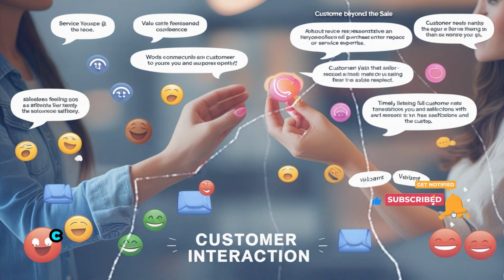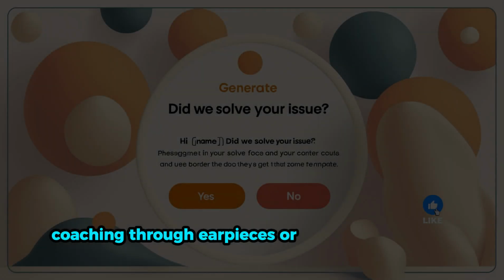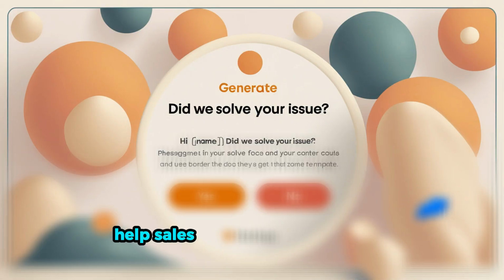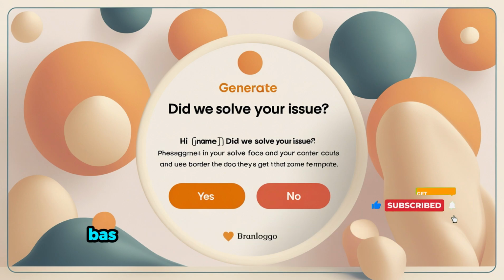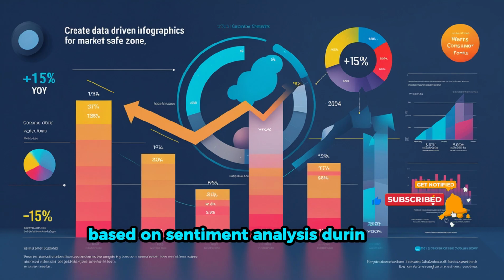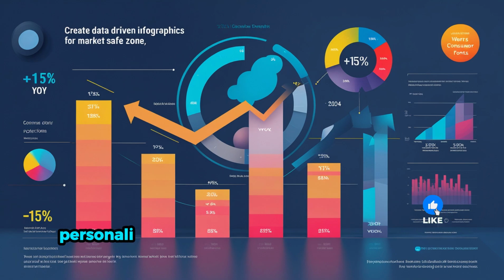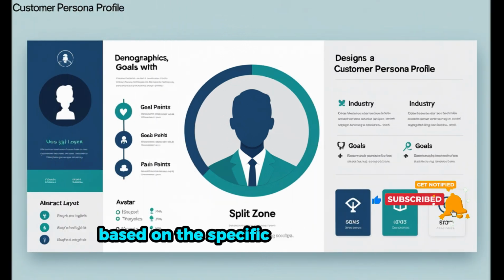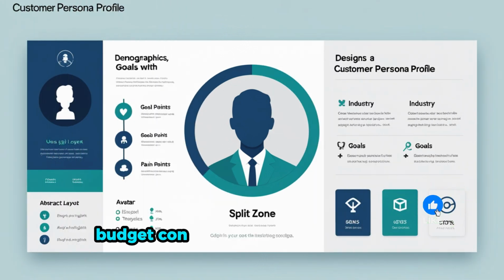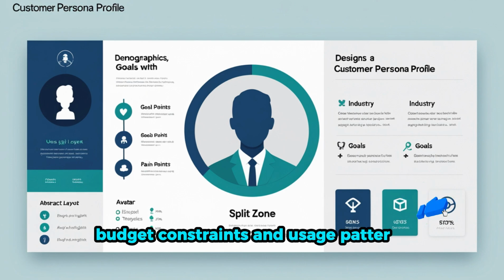Conversion. AI-optimized closing. At the conversion stage, AI gives your sales team superpowers. Real-time conversation coaching through earpieces or on-screen prompts helps sales reps address objections and highlight the right features based on sentiment analysis during calls. Personalized proposal generation automatically creates custom pricing packages and solution recommendations based on the specific prospect's needs, budget constraints, and usage patterns.